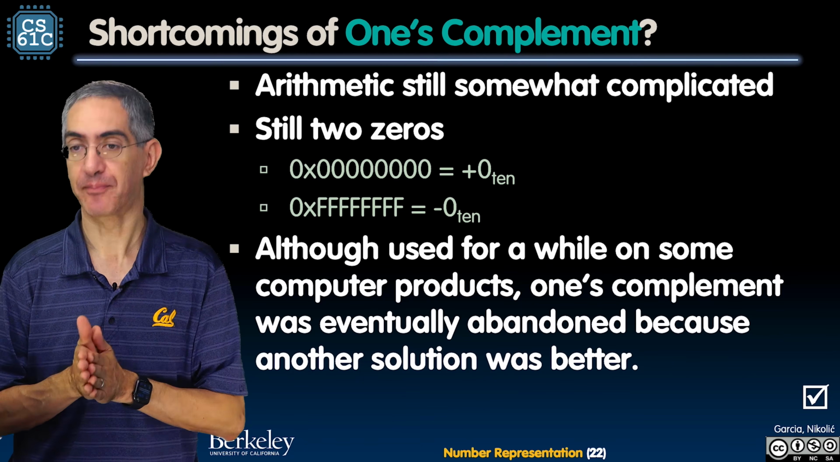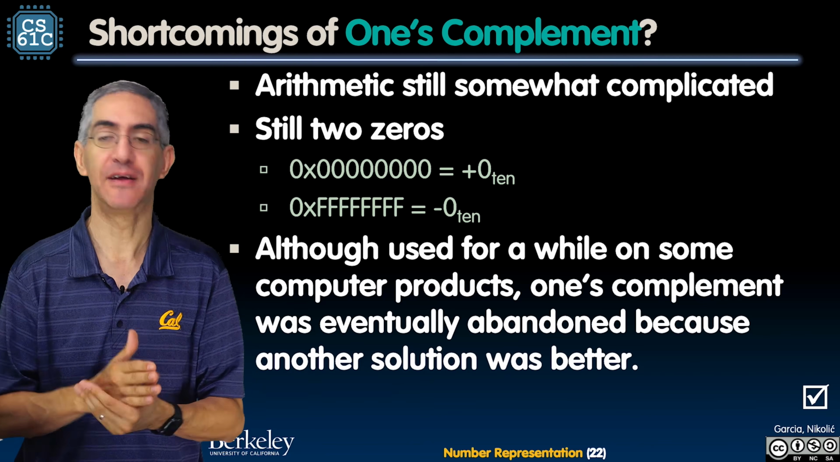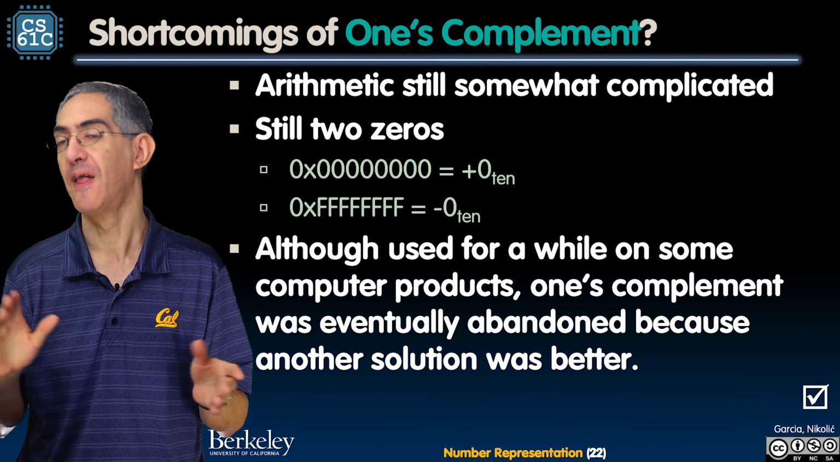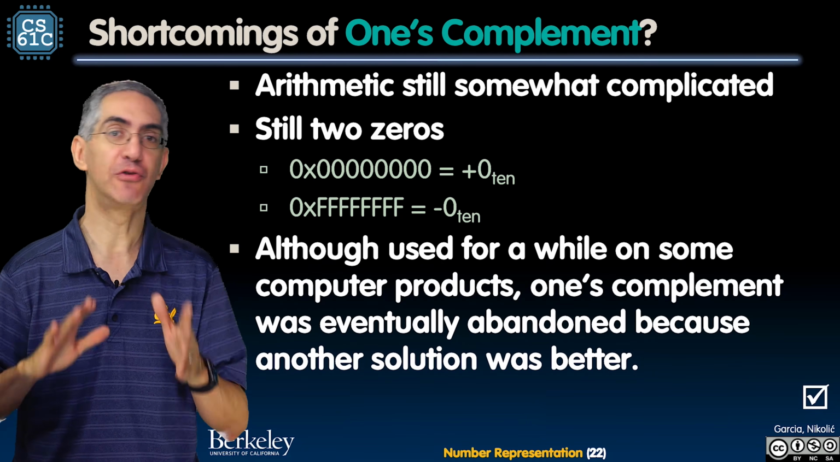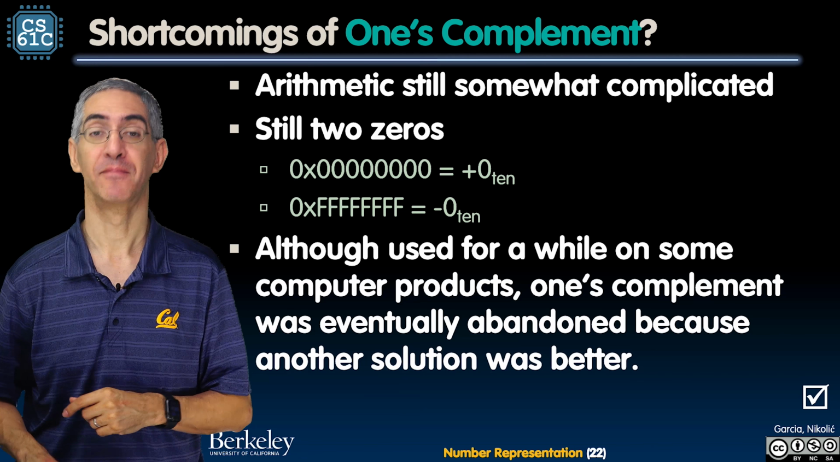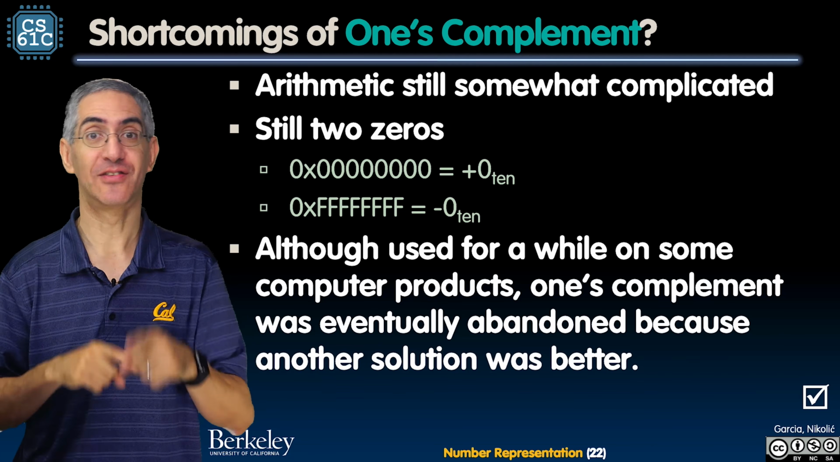So the shortcoming: arithmetic is complicated, and we still have the 2 zeros, although we got the nice odometer to do the right thing. Historically, it was used for a while and then eventually abandoned because the next one is better. We'll teach you what the next one is in the next lecture.